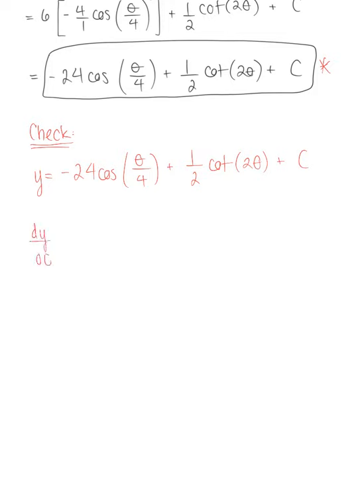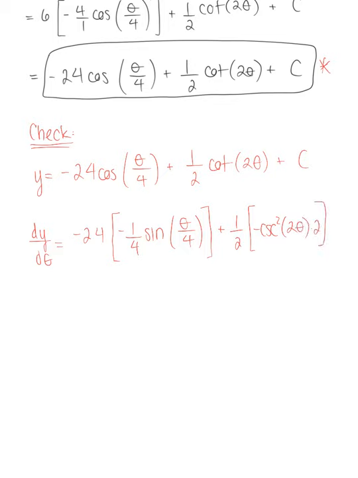So we have dy d theta is equal to negative 24 multiplied by the derivative of cosine of theta by 4, which leaves us with minus 1/4 times sine of theta divided by 4. And then we have plus 1/2 multiplied by the derivative of cotangent of 2 theta, which is minus cosecant squared of 2 theta times 2. And then since c is an arbitrary constant, this is just plus 0.